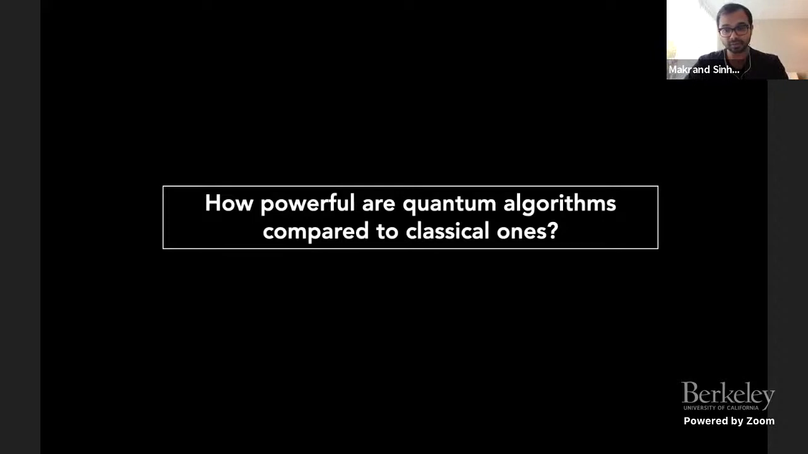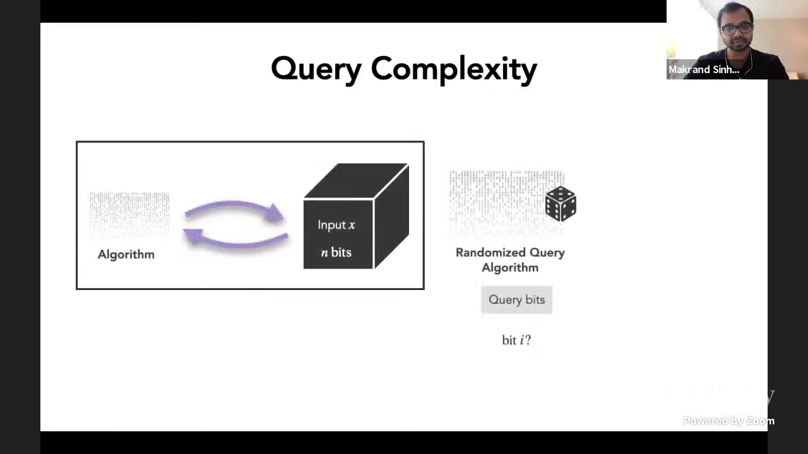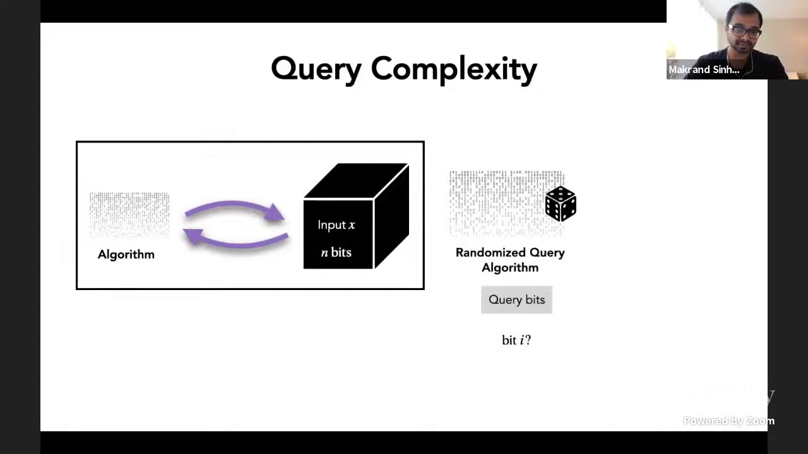In this talk, I will talk about this question in the model of query complexity, which is a simplified model where you can understand these questions in a rigorous way. Let me introduce this model. In this model, the algorithm gets the input as a black box, and it can access the input by making queries to the input. For instance, a classical algorithm in this model can use random bits to query bits of the input, and the answer is that particular bit of the input. The goal of the algorithm is to compute some function of the input it is interested in, and to minimize the number of queries simultaneously.